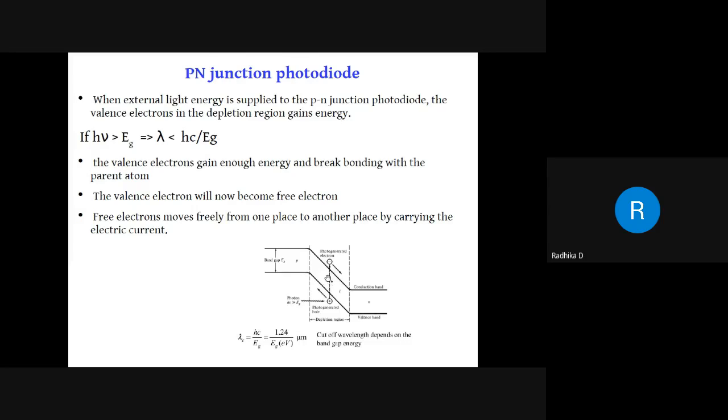What is the condition? You know that there is a band gap energy between the valence band and the conduction band, right? This is your P-type, and between them there is a band gap energy. This is N-type also, there is a band gap energy. So similarly here, you have a valence band and conduction band, and the difference between them is the band gap energy. So when this valence electron absorbs the light, the energy which it is gaining should be more than the band gap energy.